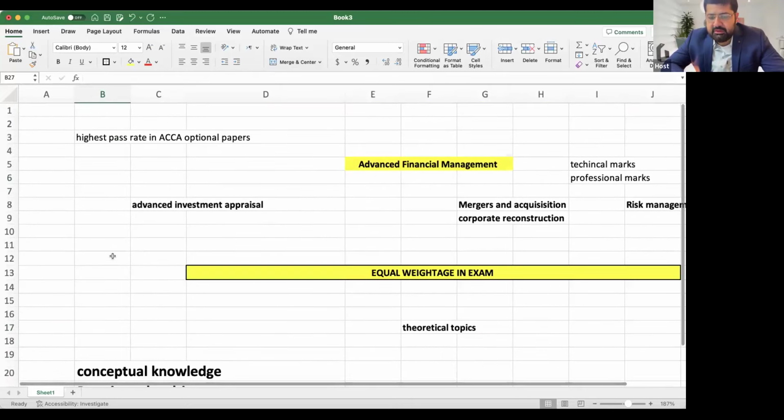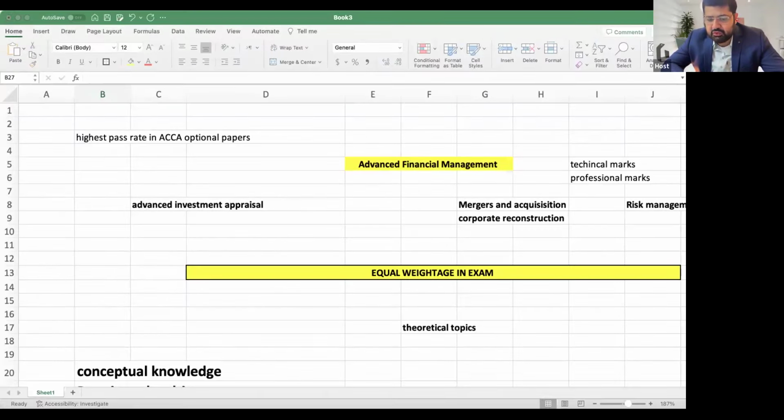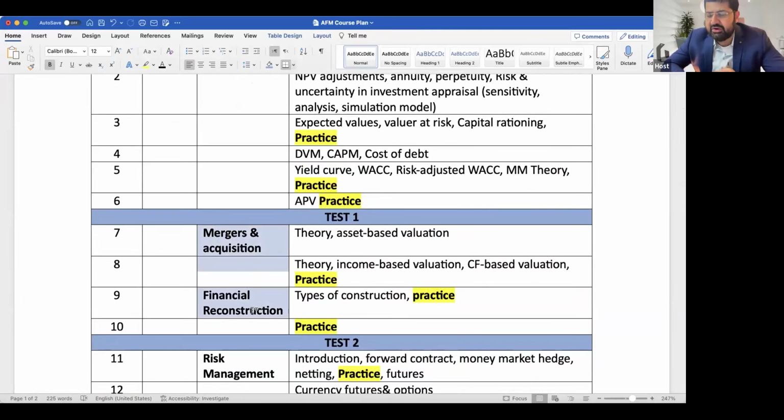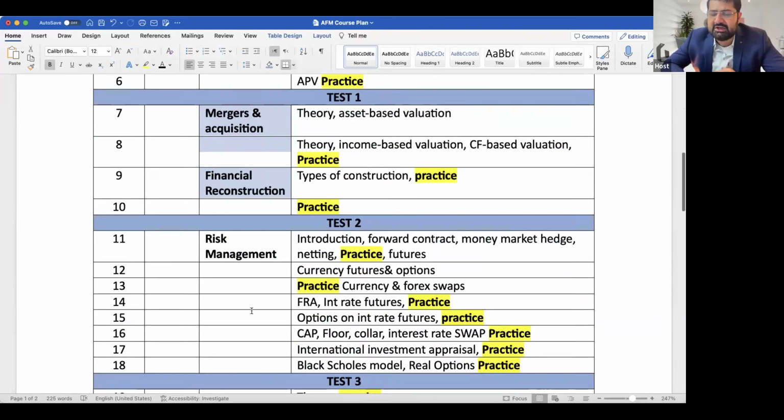Students, we will be starting with, let me share with you the lecture plan. Here is the lecture plan. I have just not allocated dates. I will allocate dates, and I'll be sending you this lecture plan once I put the dates here. Starting with advanced investment appraisal, we will be talking about it in the next 6 lectures. And then later on, we will be moving towards merger acquisition and reconstruction. And then the last will be risk management.